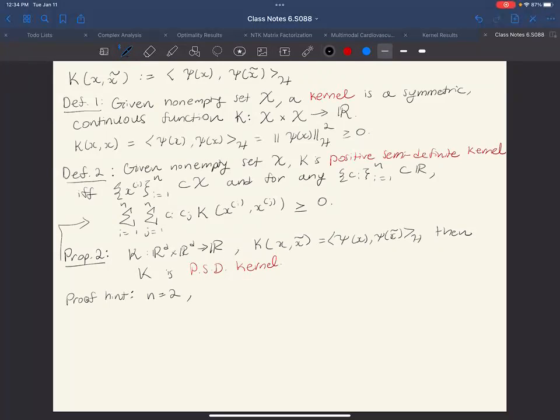Well, we'll have to pick some constants c1, c2, and we'll have to pick some data points x1, x2. Okay, so let's just write out what that sum is. It's a sum over 4 terms, and those terms are exactly c1 c1 k of x1, x1, plus c1 c2 k of x1, x2, plus c2 c1 k of x2, x1, and c2 c2 k of x2, x2. Let me write this on the next slide.